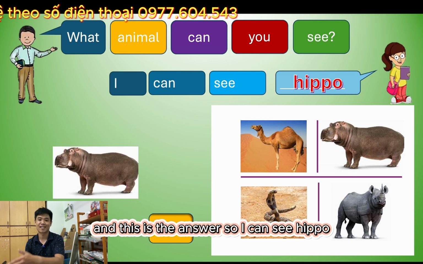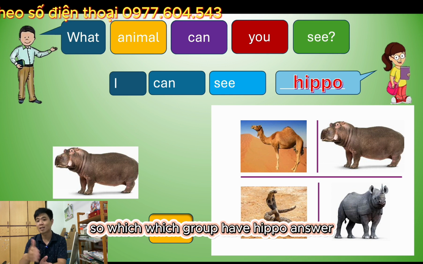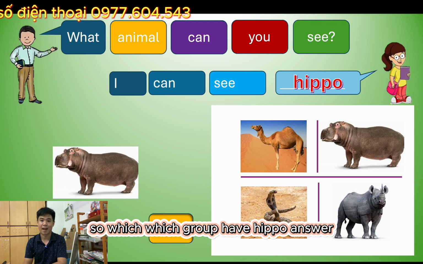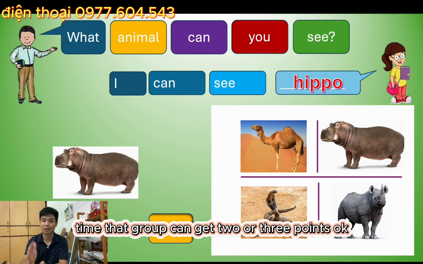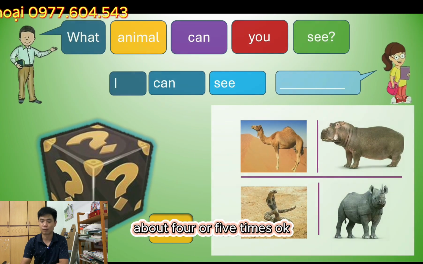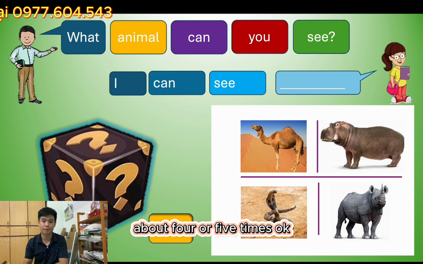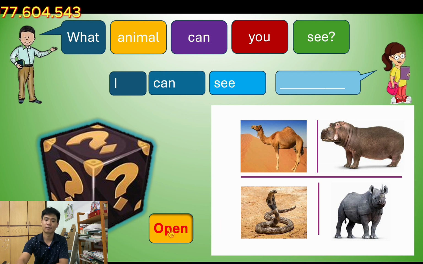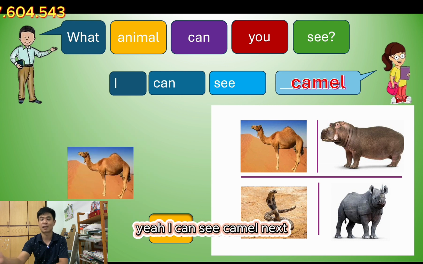So I can see hippo. So which group has hippo's answer? So that time that group can get 2 or 3 points again. And you can repeat this for the lesson about 4 or 5 times again. And as you can see here, I can see camel.